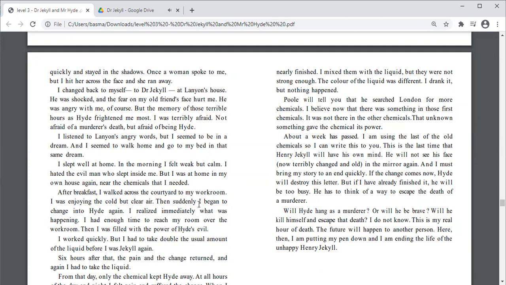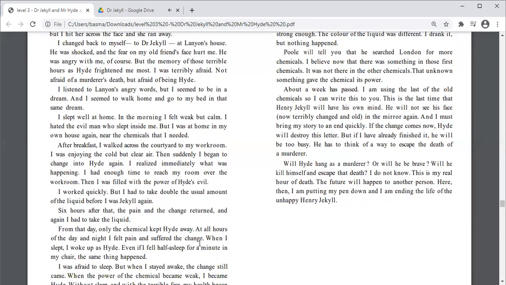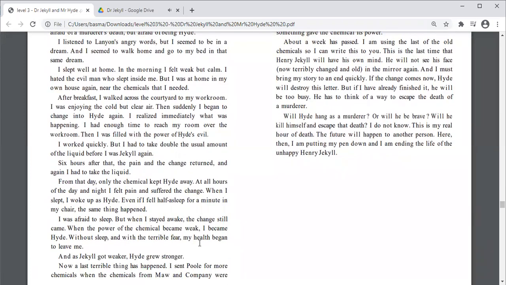Then, suddenly, I began to change and to hide again. I realized immediately what was happening. I had enough time to reach my room over the workroom. Then I was filled with the power of Hyde's evil. I worked quickly, but I had to take double the usual amount of the liquid before I was Jekyll again. 6 hours after that, the pain and the change returned, and again I had to take the liquid.